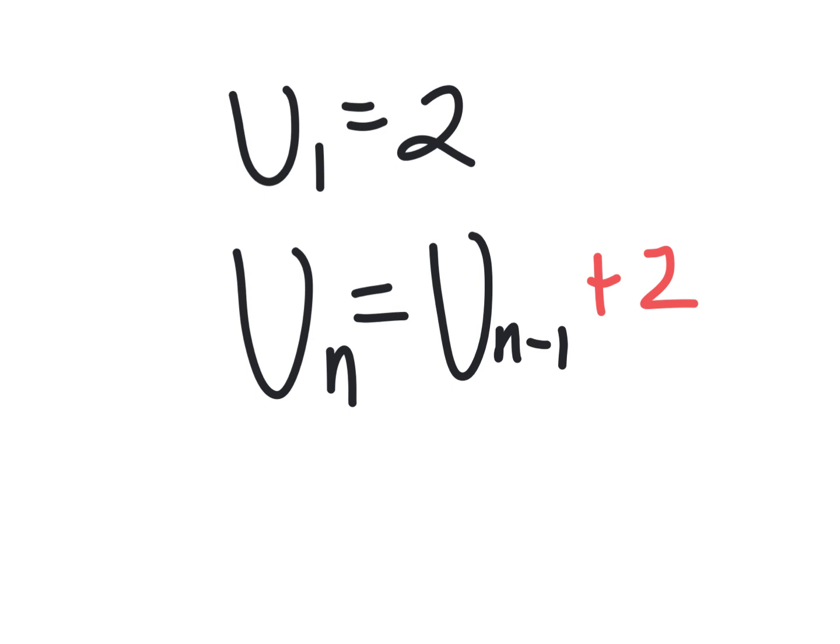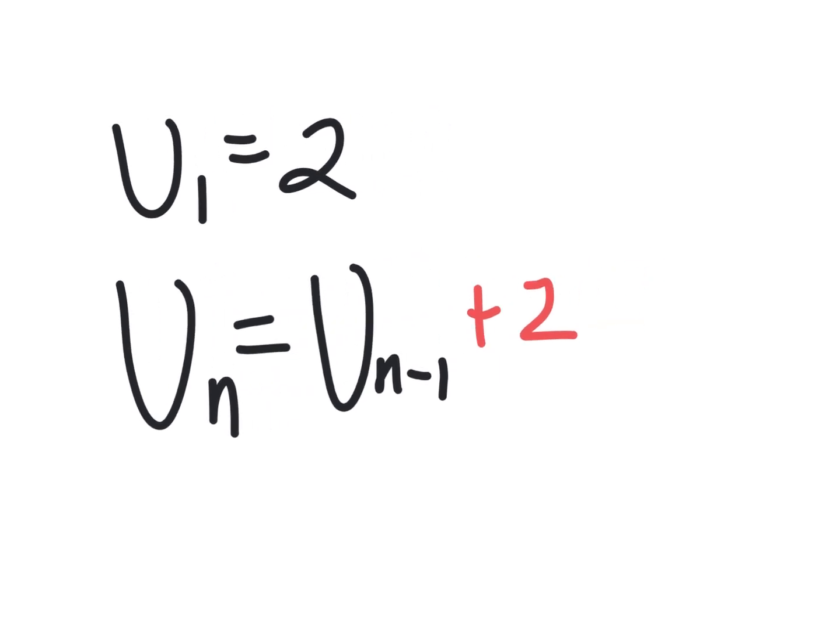So it's 2, and then what's the next one? 4, and the next one? 6, and the next one? 8, and that's the even numbers, isn't it? This is a fancy way to describe the even numbers.